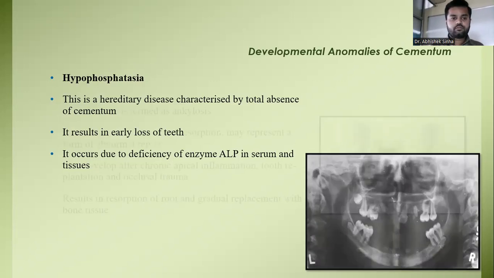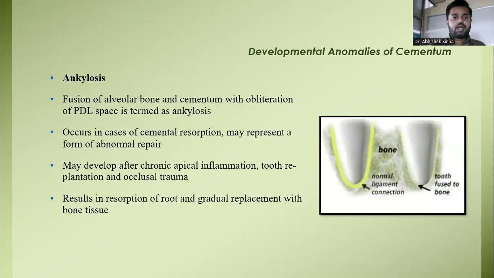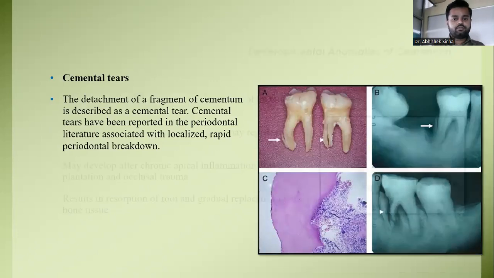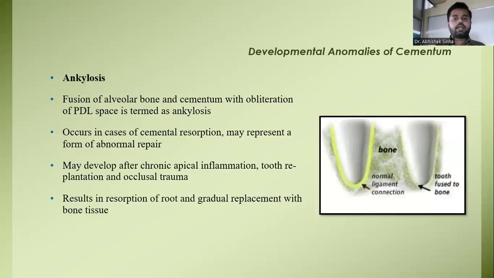Last is your ankylosis. Ankylosis is fusion of the alveolar bone and cementum with obliteration of the PDL space. Obliteration means the PDL space gets completely blocked. If you can see, this is normal. This is the bone here. This is the cementum part, and this is your PDL space. When this gets completely blocked out, obliterated, that tooth becomes completely attached with the bone.